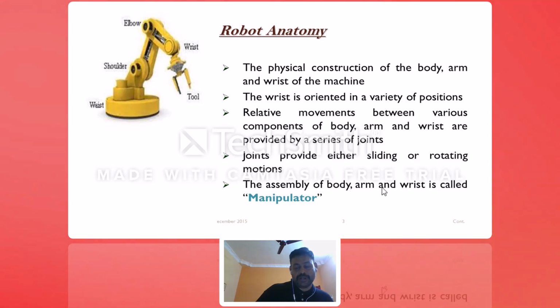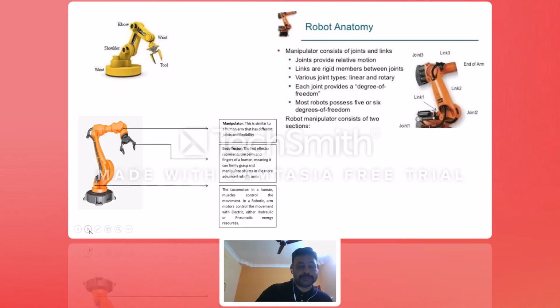Here, the assembly of body, arm, and wrist is called a manipulator. By using that, the arm will rotate or swing, right? It can take linear movement, rotary movement, almost all movements are possible. Coming to the robot anatomy, this is the robot anatomy. Here they are telling manipulator. This portion of the robot is called the end effector, like a palm and finger arrangement.